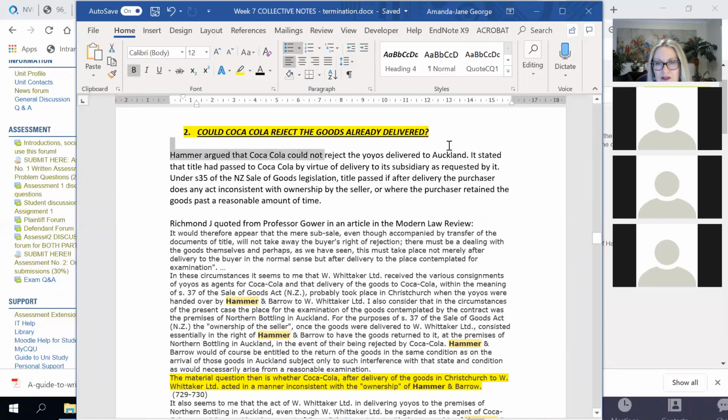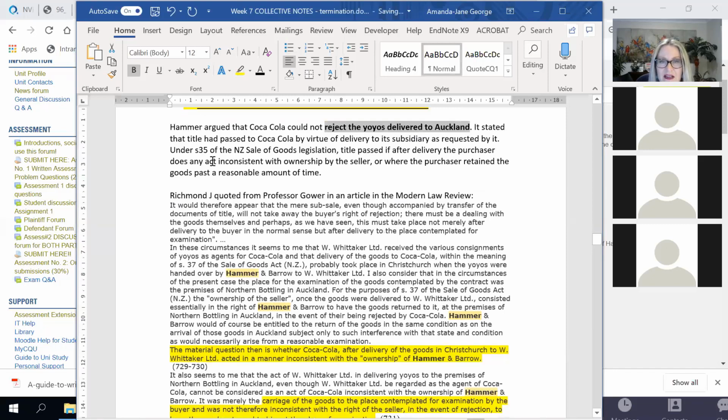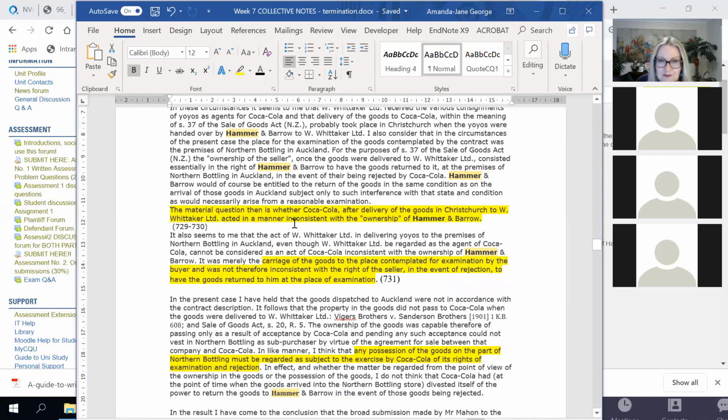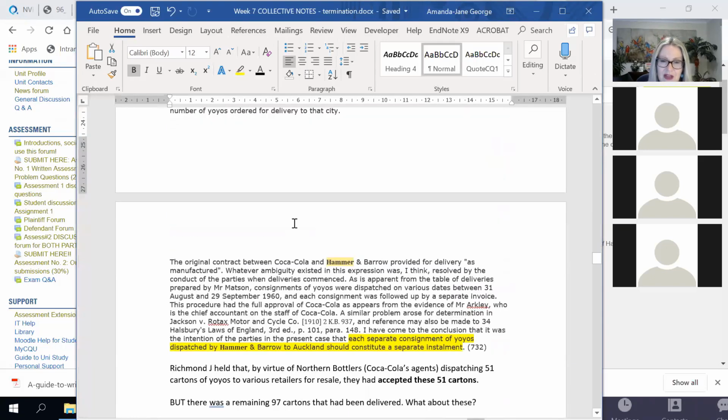That is to their agent. It said title had passed to Coca-Cola because it sent them to their agent, and they said under the sale of goods legislation in New Zealand, title passed if after delivery the purchaser does any act inconsistent with ownership. Okay, and they said by giving the goods to their agent, they'd effectively accepted that delivery and therefore should be held liable to pay for it. Yes? I'll leave you to read all of that stuff.